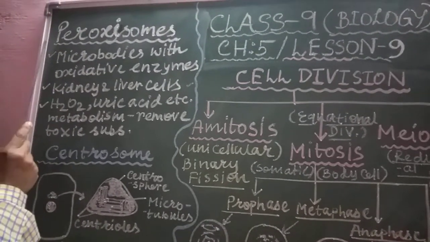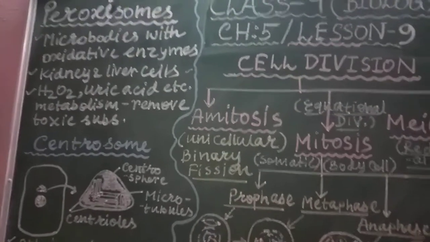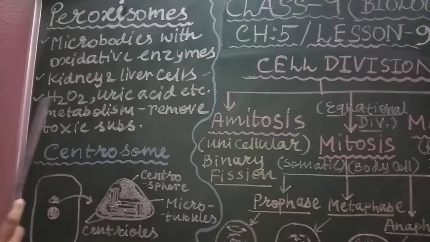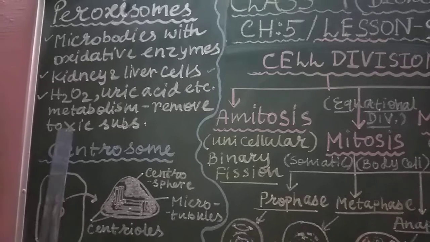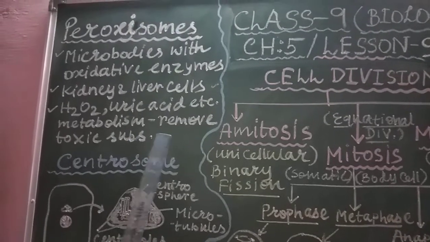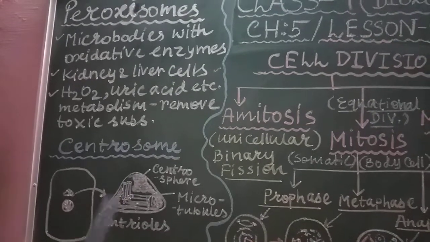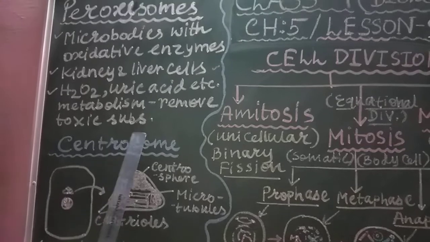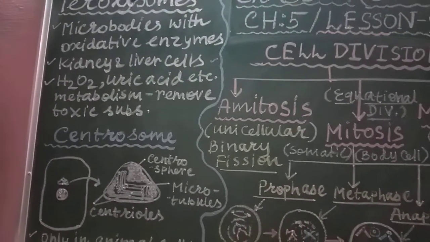One of them is peroxisomes. Peroxisomes are microbodies with highly powerful oxidative enzymes. They are mainly present in the kidney and liver cells. They metabolize hydrogen peroxide, uric acid, and some toxic materials which might have been introduced in our bodies accidentally. So they are mainly involved in removing toxic substances.